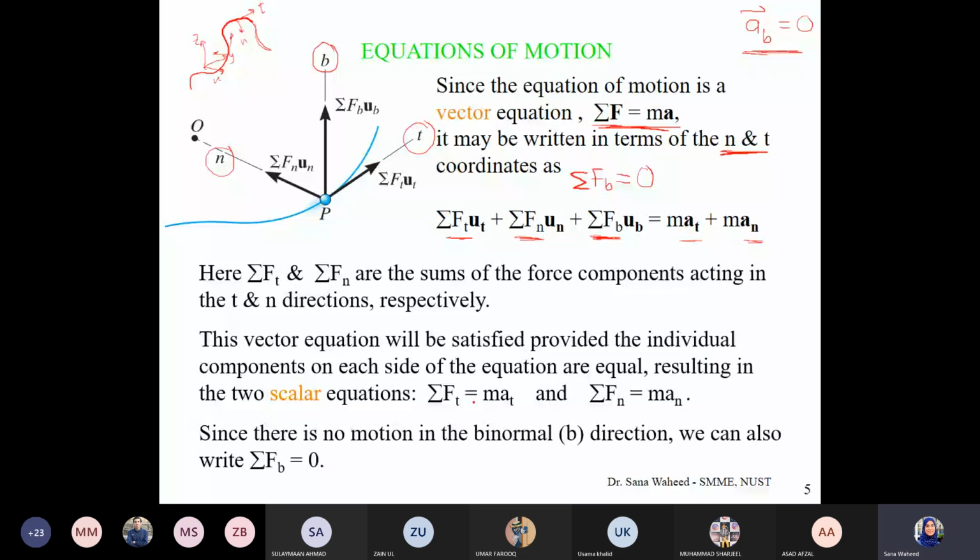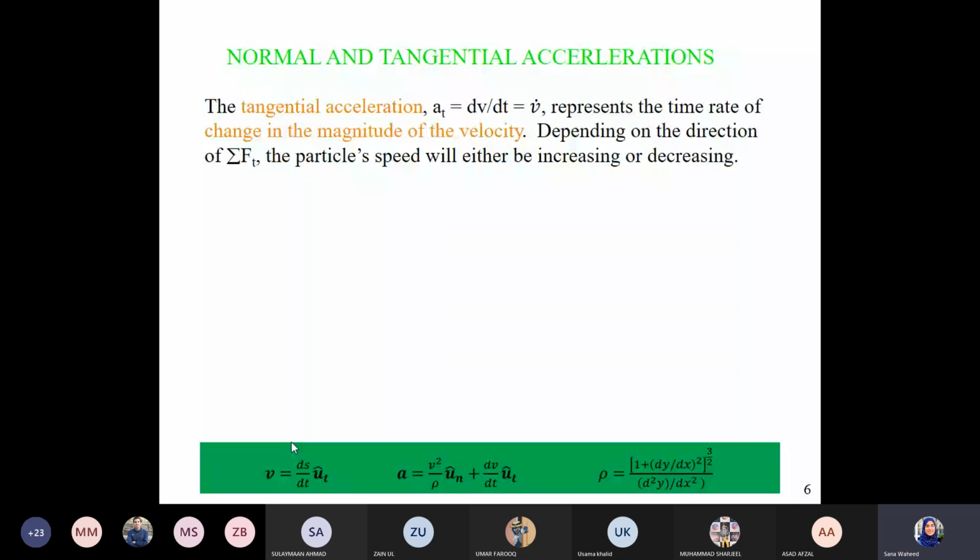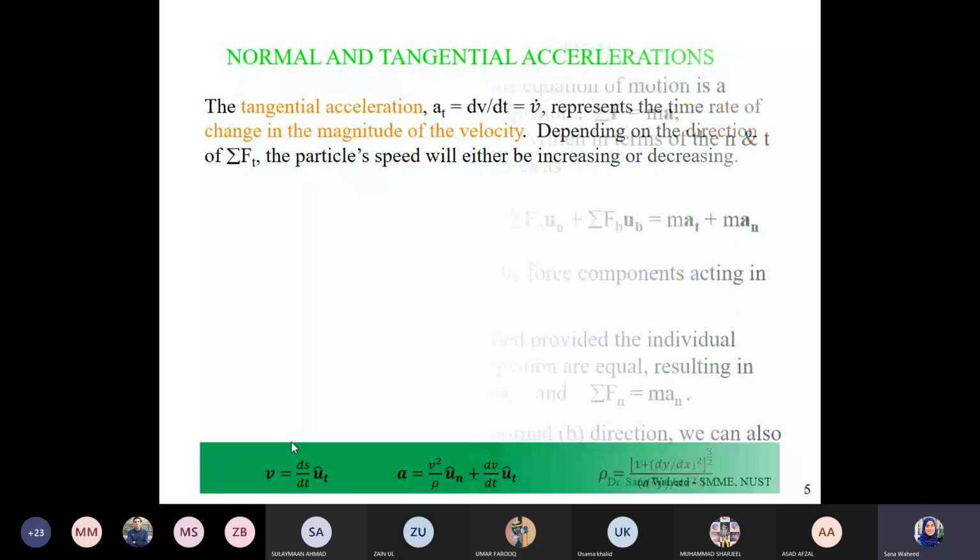So the scalar version in the tangential direction, the scalar version in the normal direction, and noting, as we've just discussed, that the resultant force in the b direction would always be 0, because there will never be acceleration in it, just by virtue of our definition of the NT coordinate. Right. Okay.